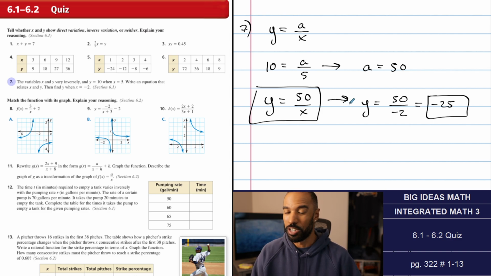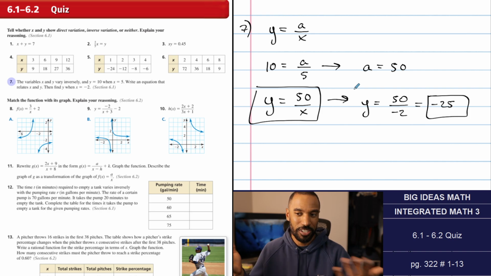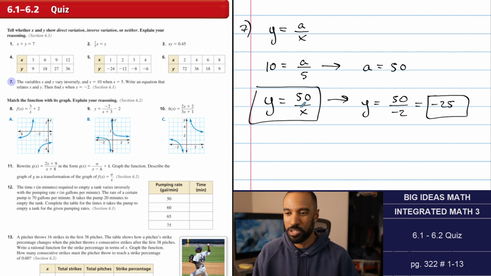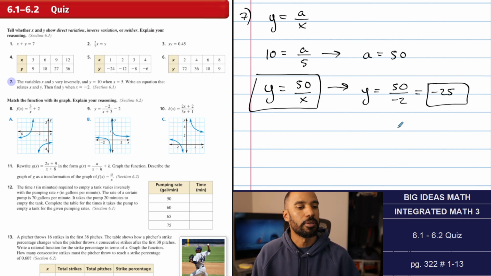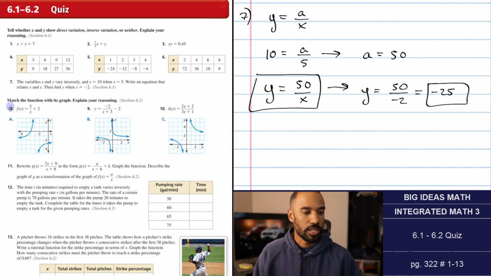The direct variation you learned in apparently 7th grade math. So inverse variation, this could be part of 7th grade math stuff, what we just did in this problem. Very straightforward, but this belongs with rational equations, and that's what we're doing. Speaking of which, let's start doing some graphs.